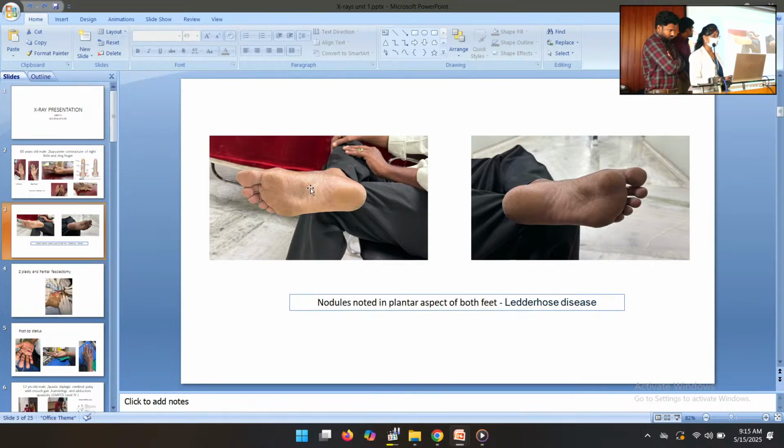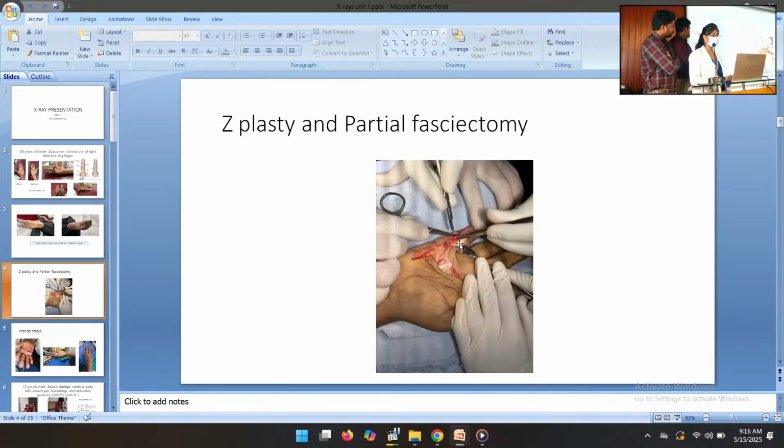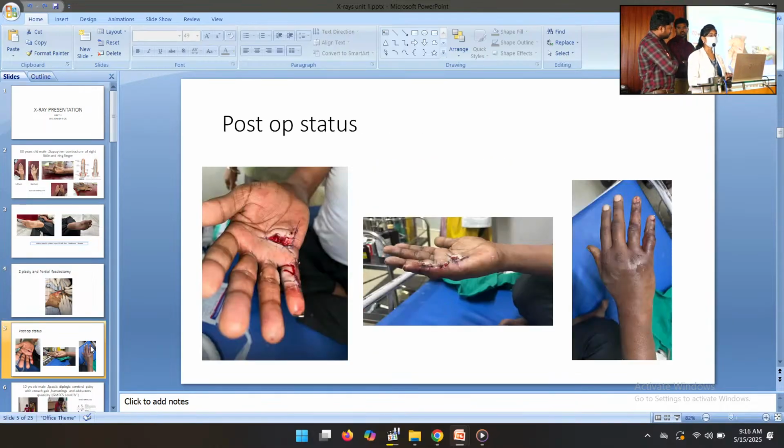Similar findings such as nodules are also seen in the plantar fascia. If they are seen in palm, they are known as Dupuytren's contracture. If they are seen in sole, this is known as Ledderhose disease. We have done multiple Z-plasty in order to lengthen the skin, as well as partial fasciectomy. That is, we have removed only the diseased part of palmar aponeurosis. And we have kept the MCP and PIP in flexion by means of a volar slab. This is the immediate post-op status, sir.